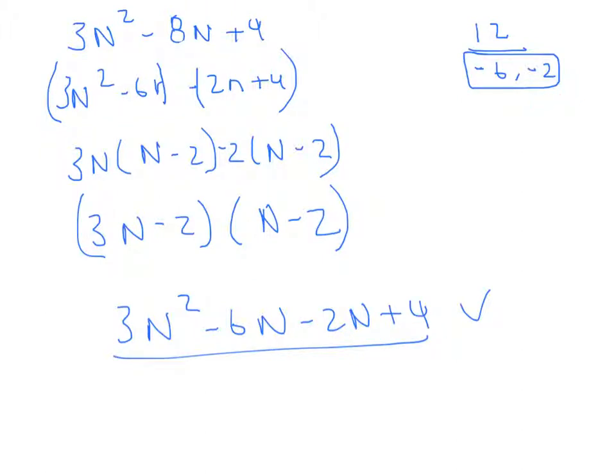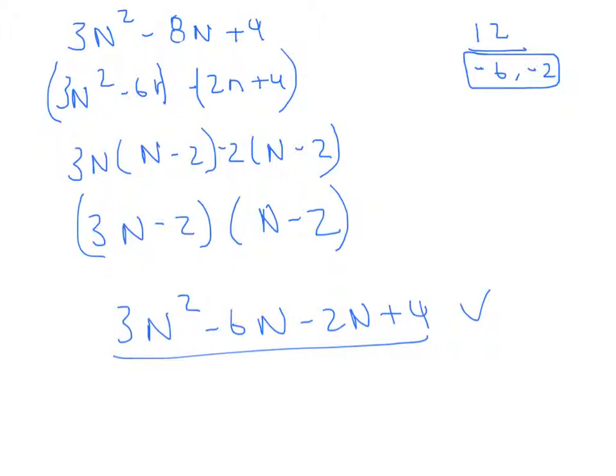Then you rewrite the equation as 3n squared minus 6n minus 2n plus 4. Then you group. After you group 3n squared minus 6n and negative 2n plus 4, you find the GCF of both groupings. You get 3n(n minus 2) and negative 2(n minus 2). Because they are the same, you can move on.